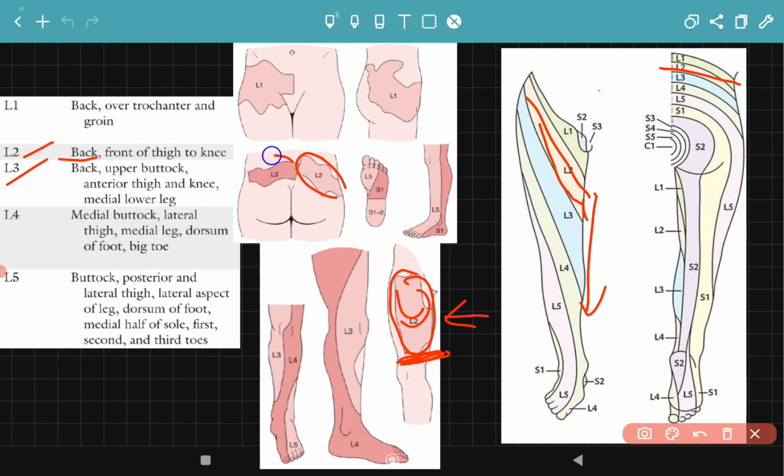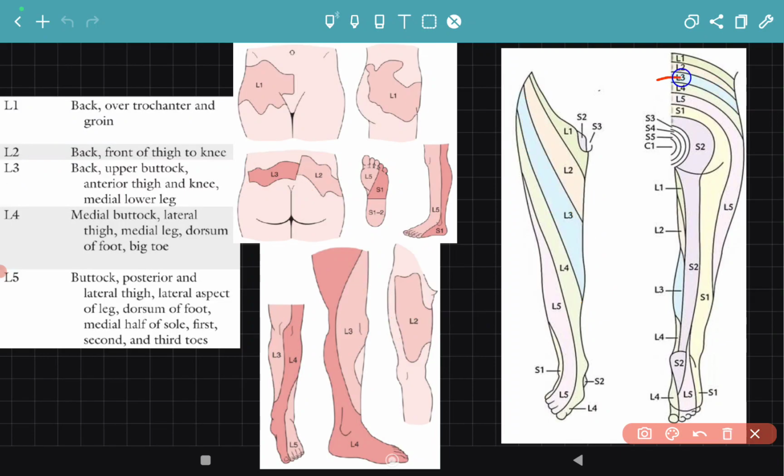So L3, again the back portion is there, and the upper buttock is slightly covered. Other than that, the anterior thigh is covered in L3. We can see the central portion of the thigh over here and also over here. So the anterior thigh is covered, and also the knee. Here we can see the knee is covered in the L3 dermatome properly. And the medial lower leg is also covered in L3. So: back, upper buttock, anterior thigh, the knee, and the medial lower leg. Now going to L4.